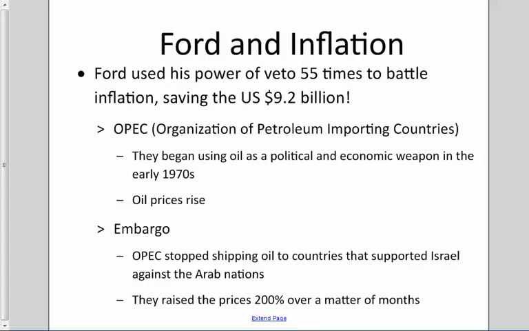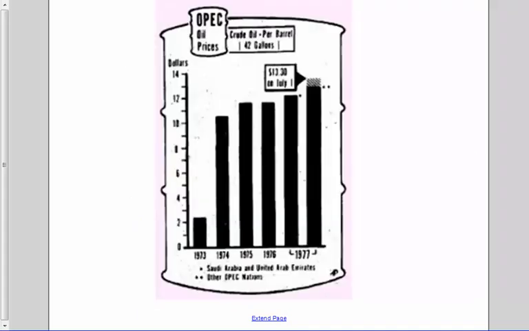The U.S. really doesn't have much of a response. OPEC also puts an embargo on oil. They stop shipping oil to countries that support Israel. A lot of this has to do with the Middle East and Israel. Israel and Arab nations were fighting, and if a country supported Israel against the Arab nations, they just didn't sell them oil. The U.S. supported Israel, and our prices go up over 200% in just a matter of months. That's huge, and people can't keep paying them. We saw the graph already.